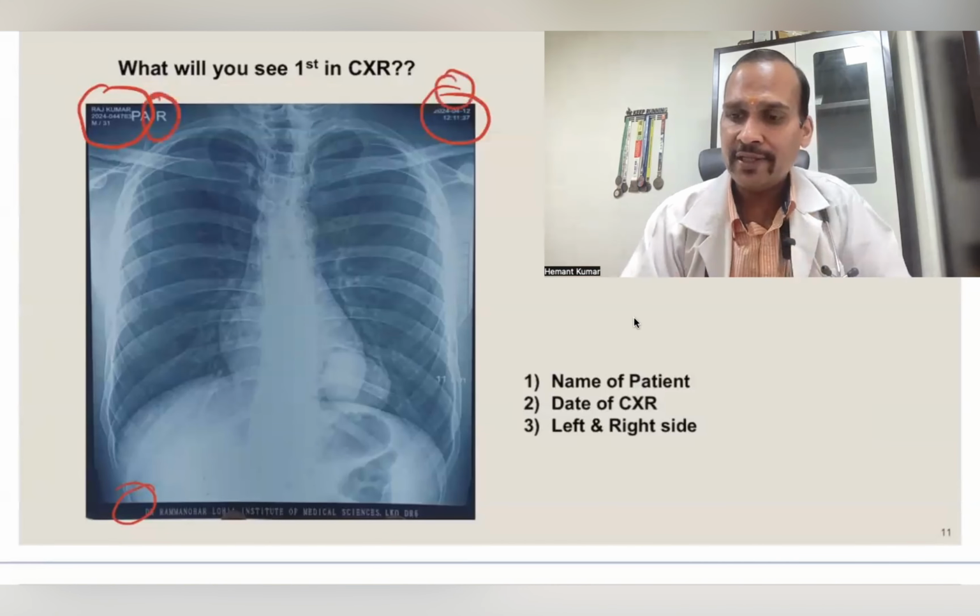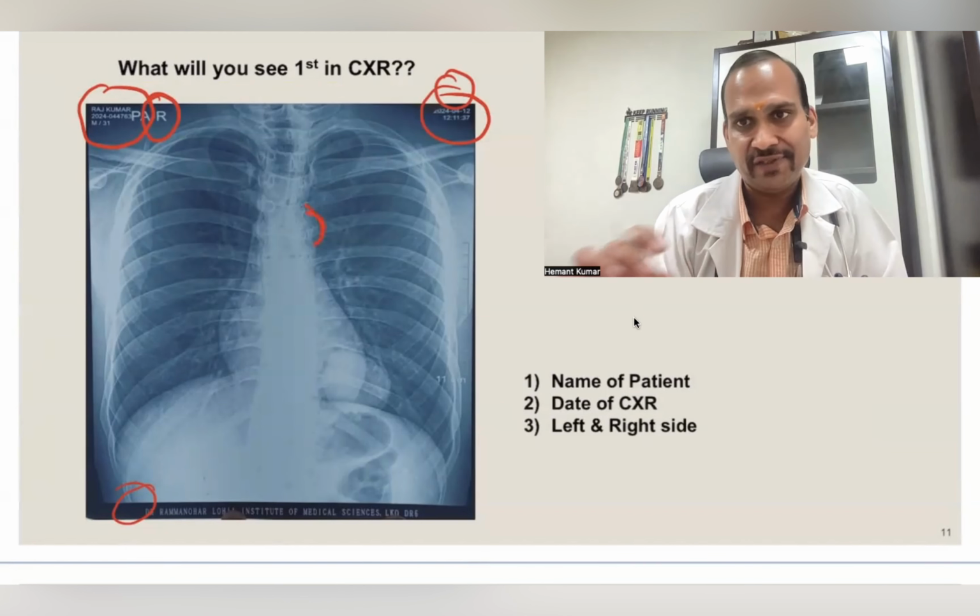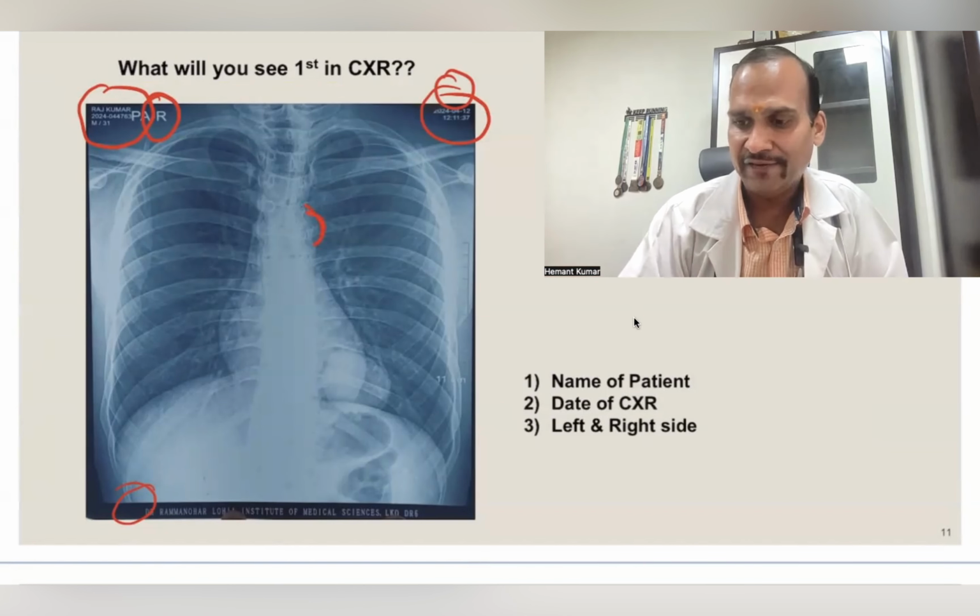So how to identify? This is the aortic knuckle. It is there on the left side. So this is the left side. Another thing is the heart shadow. This is the left ventricle. This is on the left side.